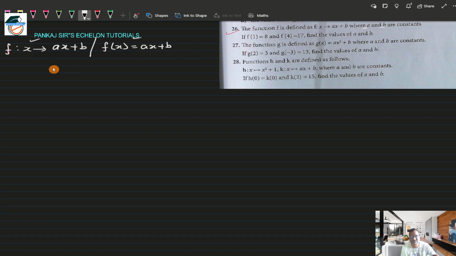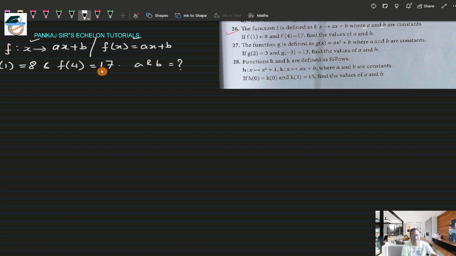These are the constants, and it has been given that f of 1 is equal to 8, and f of 4 is equal to 17. Now these are the things given, so you have to find a and b. That's question number 26, so let us get started.